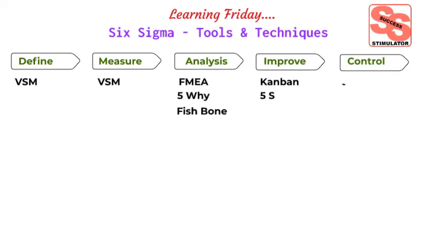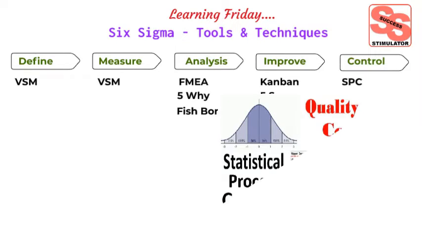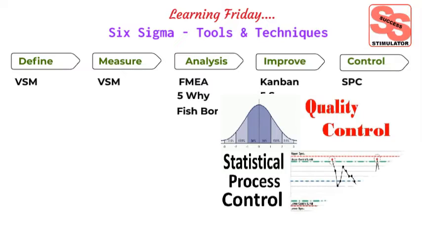Next one is Statistical Process Control, SPC. Once you have improved a process, you need to make sure that you hold on to it, sustaining the improvement and meeting end requirements at the same time. SPC ensures that the process remains stable.